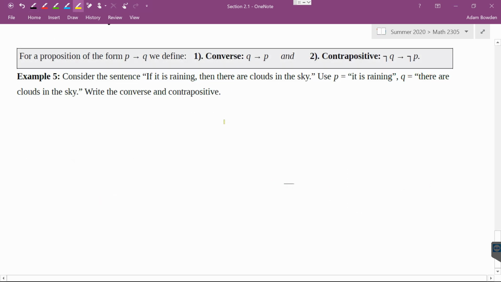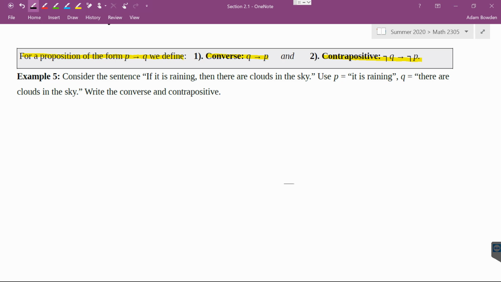So there are particular kinds of propositions which can follow from a logical implication. For a proposition of the form P implies Q, we have something called the converse and the contrapositive. The converse is basically the reverse implication. So instead of P implies Q, it would go Q implies P. The contrapositive is also a reverse, but also with the not or negation included. Not Q implies not P is the contrapositive.